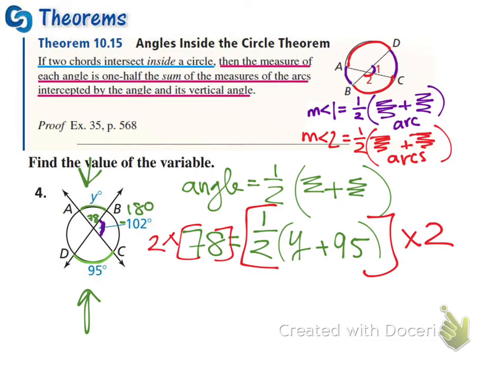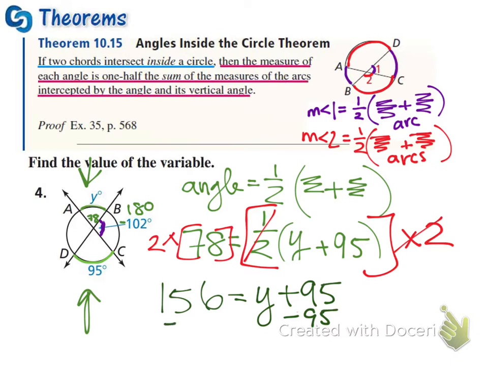So here's what happens when you multiply times 2. On the right, the 1/2 goes away and the times 2 goes away because they cancel each other out. 1/2 times 2 is 2 over 2, which is 1. They cancel each other out, which is the goal. On the left side, though, we had to do 2 times 78. 2 times 78 is 156 equals y plus 95. Subtract 95. What does y equal? 61.